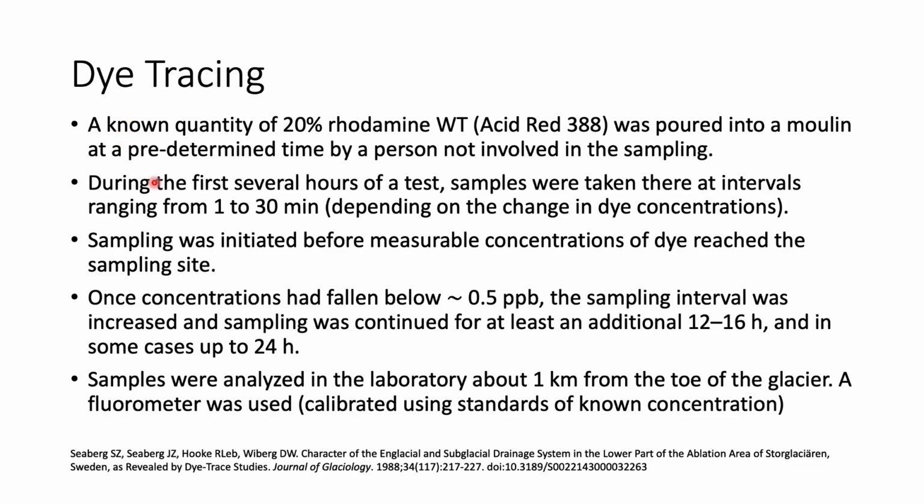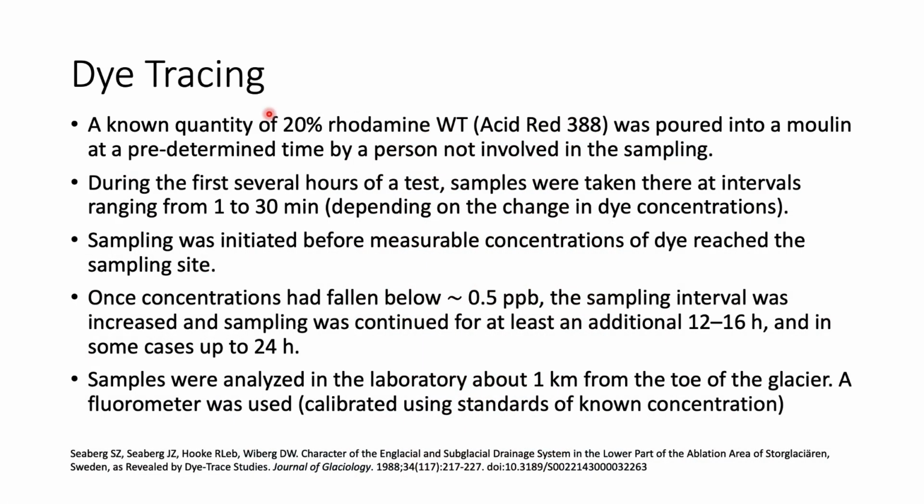Here is how dye tracing actually works. A known quantity of 20% Rhodamine WT was poured into a moulin at a predetermined time by a person not involved in the sampling. That means you go to the Arctic region and pour this dye at some particular place, and you measure how much time it takes to reach another place where you are going to collect the sample. So you know the distance between the places and the time taken for the dye to travel from one place to another, and based on that, people study. That is how dye tracing actually works.